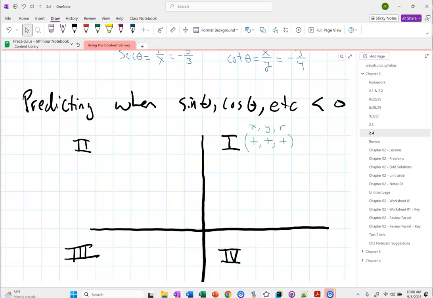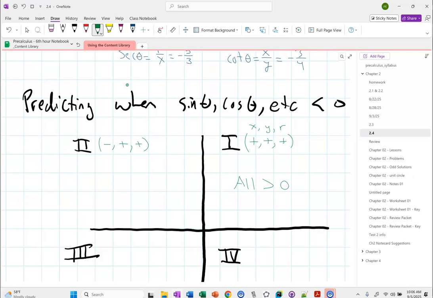So what I'm going to do is write all greater than 0. So far so good? If we move into quadrant 2, so if the terminal side of my angle is in quadrant 2, the point on that terminal side has an x coordinate that is negative, the y coordinate is positive, and the r is always positive.